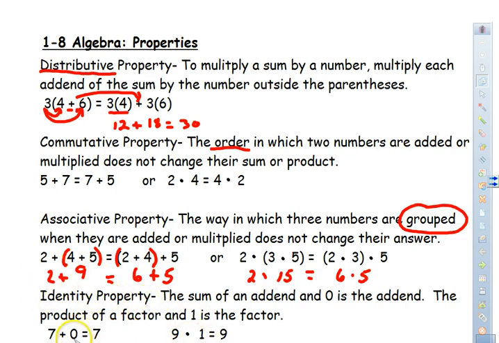Identity property of 0 or identity property of 1. The other ones would be associative property of addition, associative property of multiplication, and commutative property of addition or commutative property of multiplication. Distributive property is just simply distributive property, breaking this down and breaking it up. Okay?